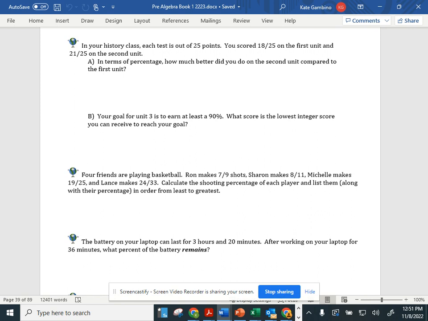And I like how those of us who did not come prepared with our whiteboards are using the white space on the page before. So that's being very, I want to say productive, but problem solving. You're problem solving well. So we have multi-steps we have to do to answer A. In terms of percentage, how much better did you do on the second unit compared to the first unit?